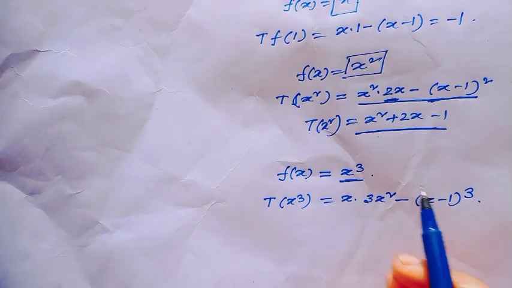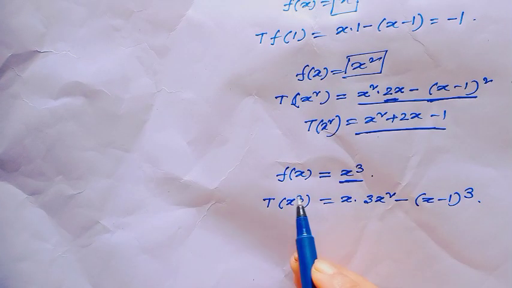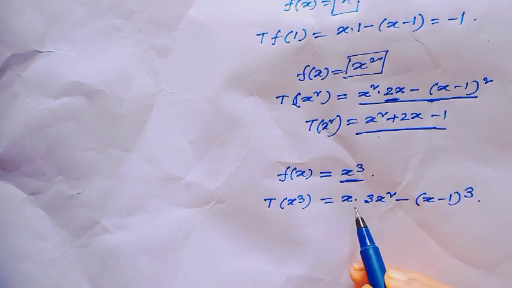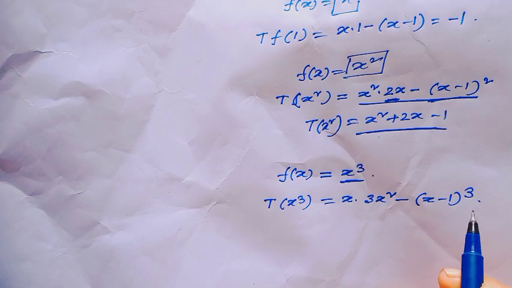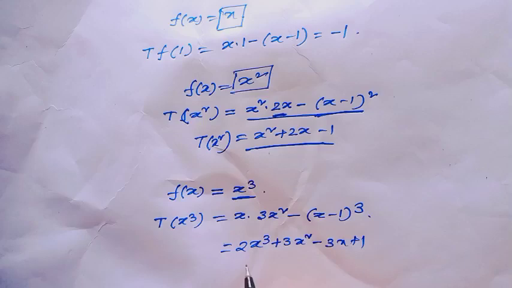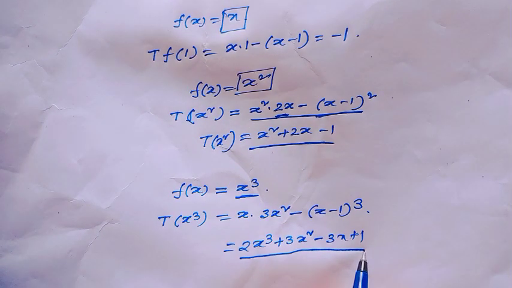Consider f(x) equal to x cube. For this, consider the image T of x cube. Then this would be x times 3x square, minus x minus 1 whole cube, which is equal to 2x cube plus 3x square minus 3x plus 1.